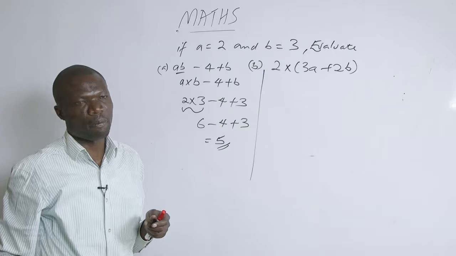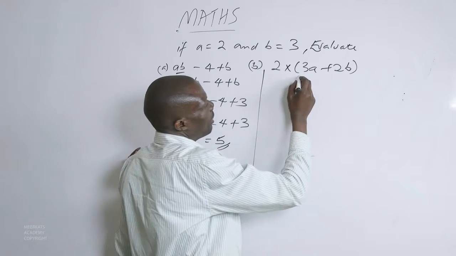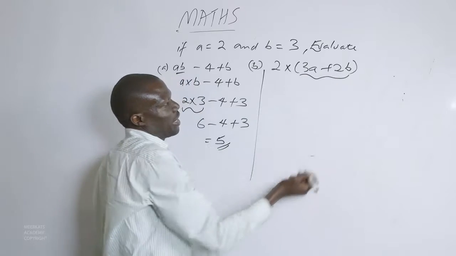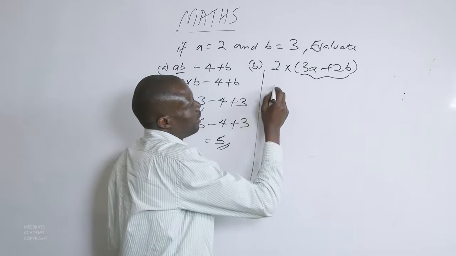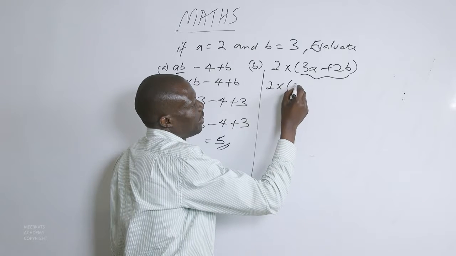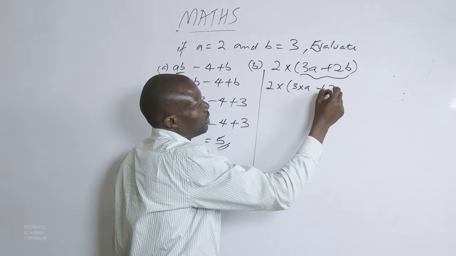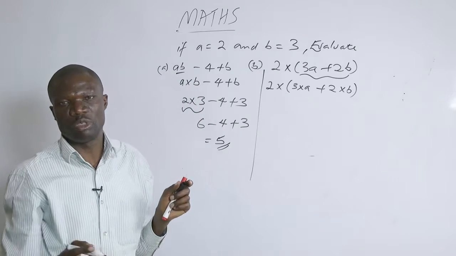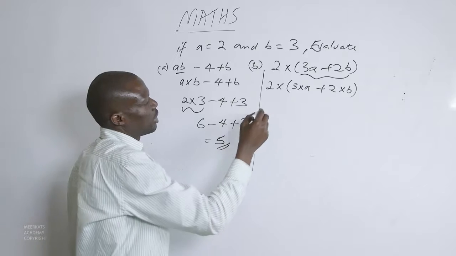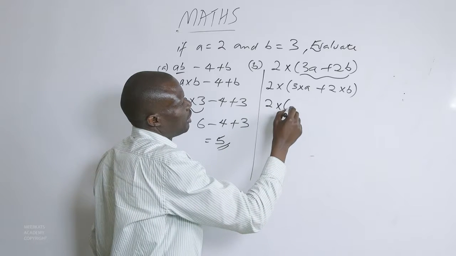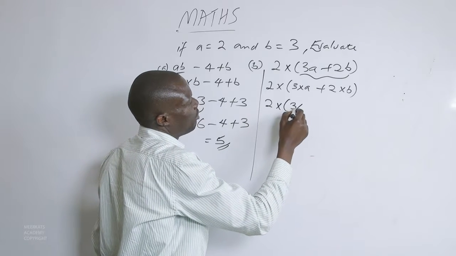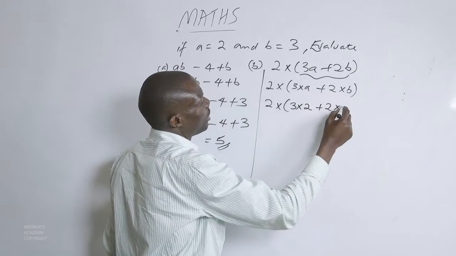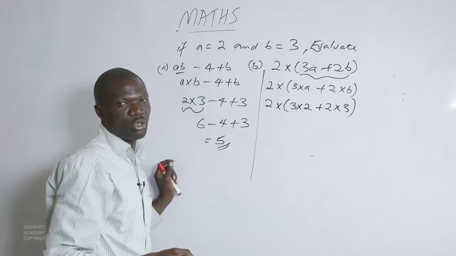For the second part, we have something inside the bracket, so we shall deal with the bracket first. For the bracket, we have the product of 3A, so we have to rewrite. This is 2 multiplied by 3 times A plus 2 times B. Substituting the values, we shall have 2 times 3 times A, and A is 2, plus 2 times B, and B is 3.